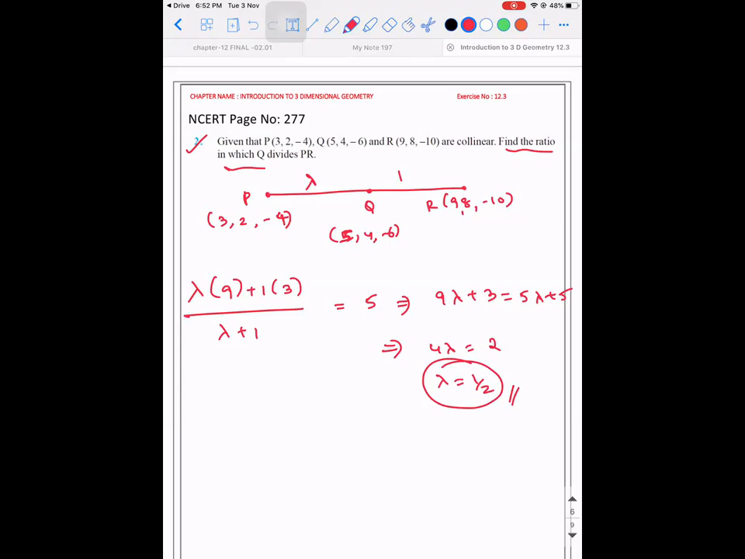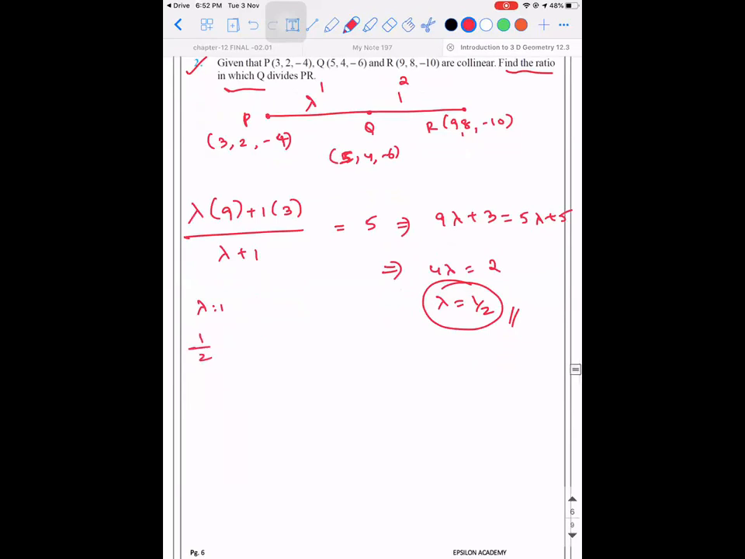So the ratio is 1:2, no, sir? Yeah, the ratio is 1:2. Lambda is half means the ratio is lambda is to 1, so lambda itself is 1 by 2 is to 1. Multiplying with 2 on both sides, it will be 1:2. So the ratio is 1:2.